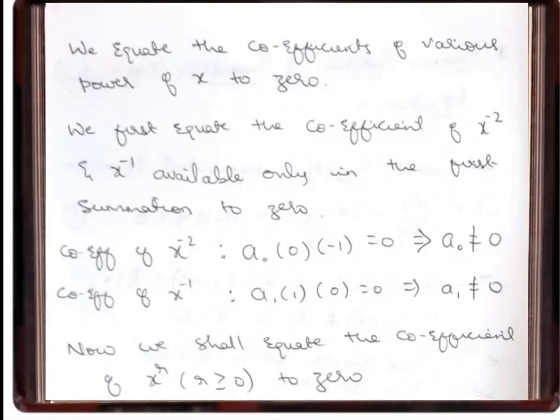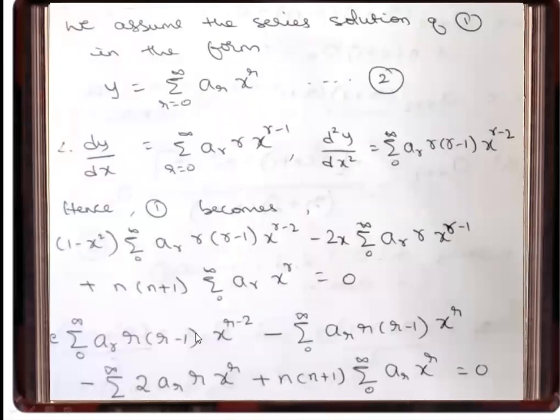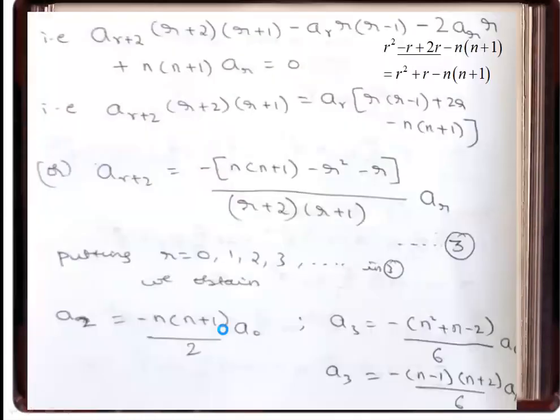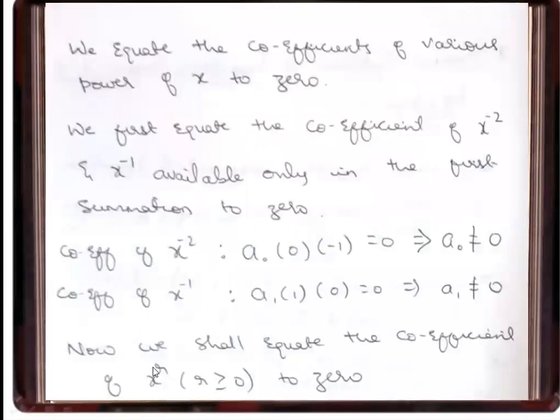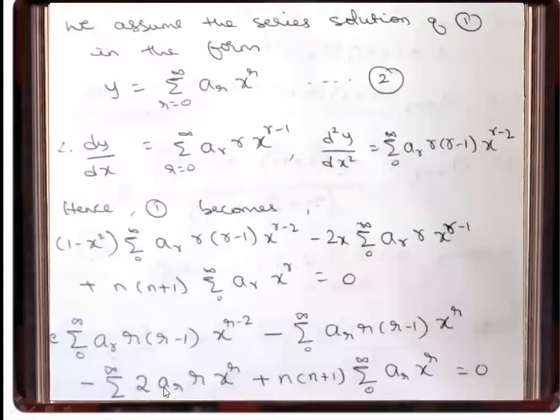So what happens to get x to the power r? To get x to the power r, r must change to r plus 2. Here you can observe r must change to r plus 2. Then what happens? r plus 2 minus 2: plus 2 and minus 2 will get cancelled, so then we get only x to the power r. So to equate the coefficient of x to the power r, we must change r to r plus 2.